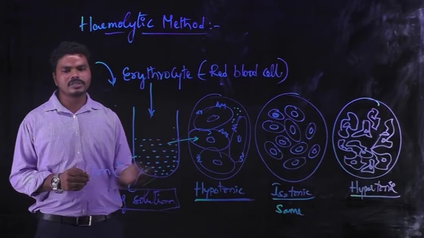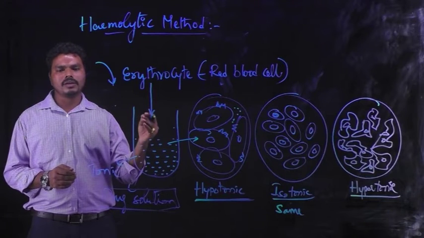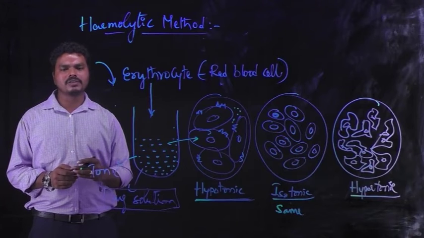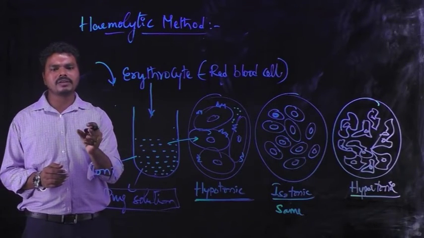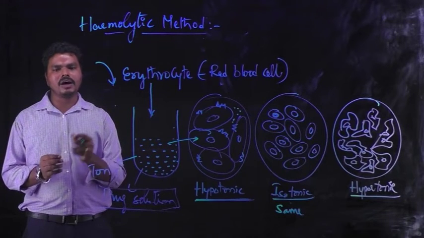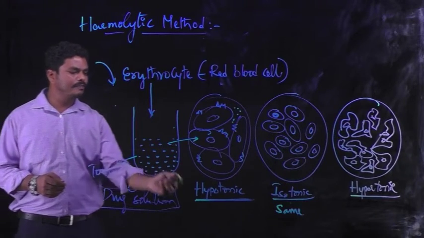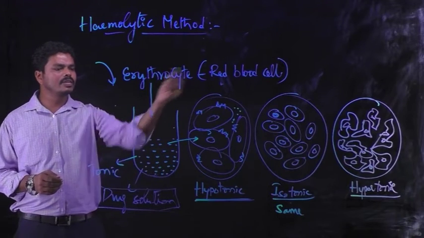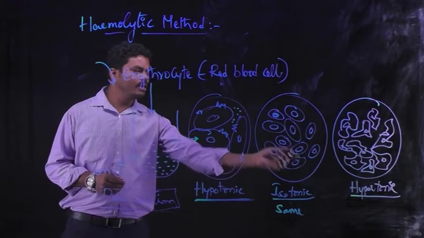In case of solutions which have a higher osmotic pressure compared to the osmotic pressure of the red blood cells, in those solutions the red blood cells are subjected to shrinking. Why? Because the contents of the red blood cells will come outside the cell, thereby they are subjected to shrinking or wrinkling. So by using this hemolytic method, we can differentiate whether the solution in which the erythrocytes are suspended is hypotonic, isotonic or hypertonic in nature.